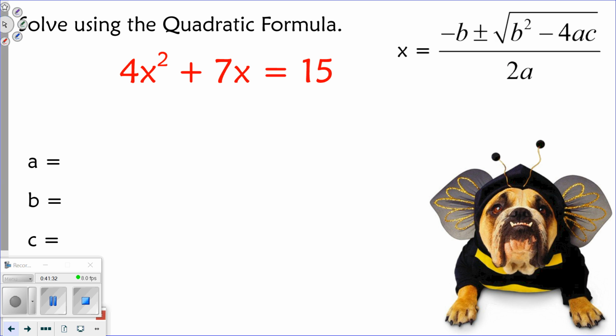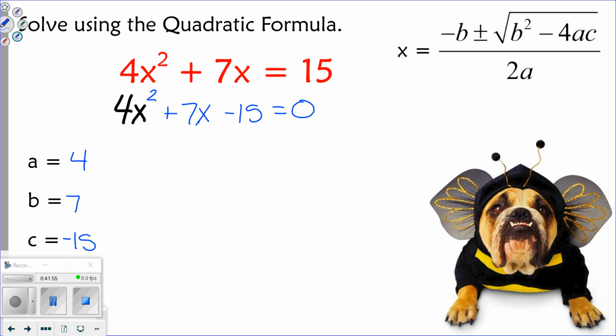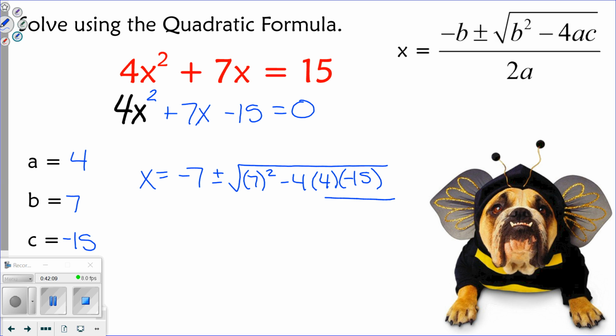All right, so what's the first thing we gotta do? Equal it to 0. So 4x squared, wow, that marker got really big. 4x squared plus 7x minus 15. What's A? What's B? What's C? So negative B gives me negative 7 plus or minus square root 7 squared minus 4 times 4 times negative 15 all over 2 times 4.